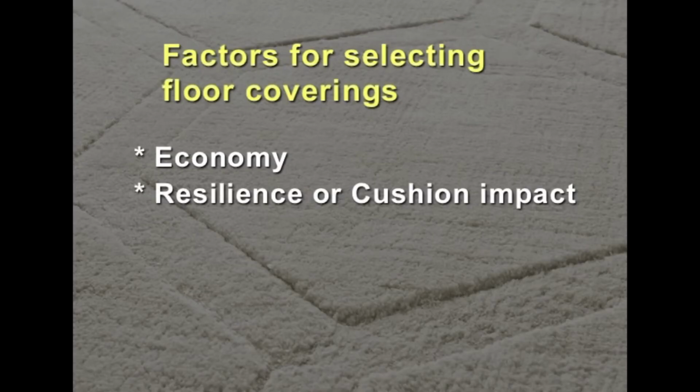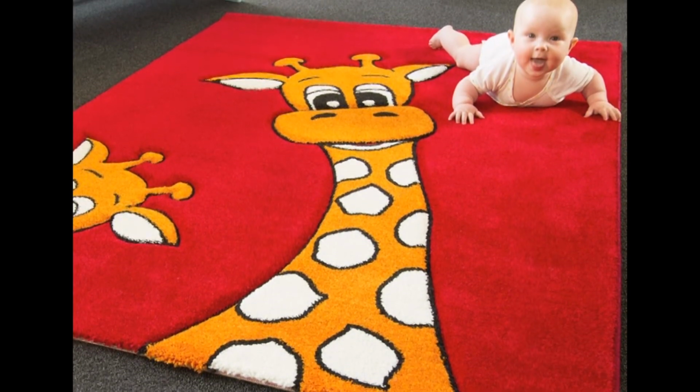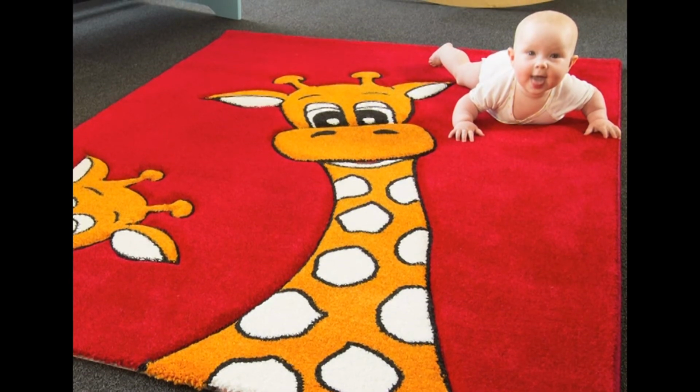The second one is resilience or cushion impact. It is a degree of springiness with which a carpet returns to its original condition after weight is removed. It reduces the foot fatigue. It is especially good for children because they do not get hurt when they fall.